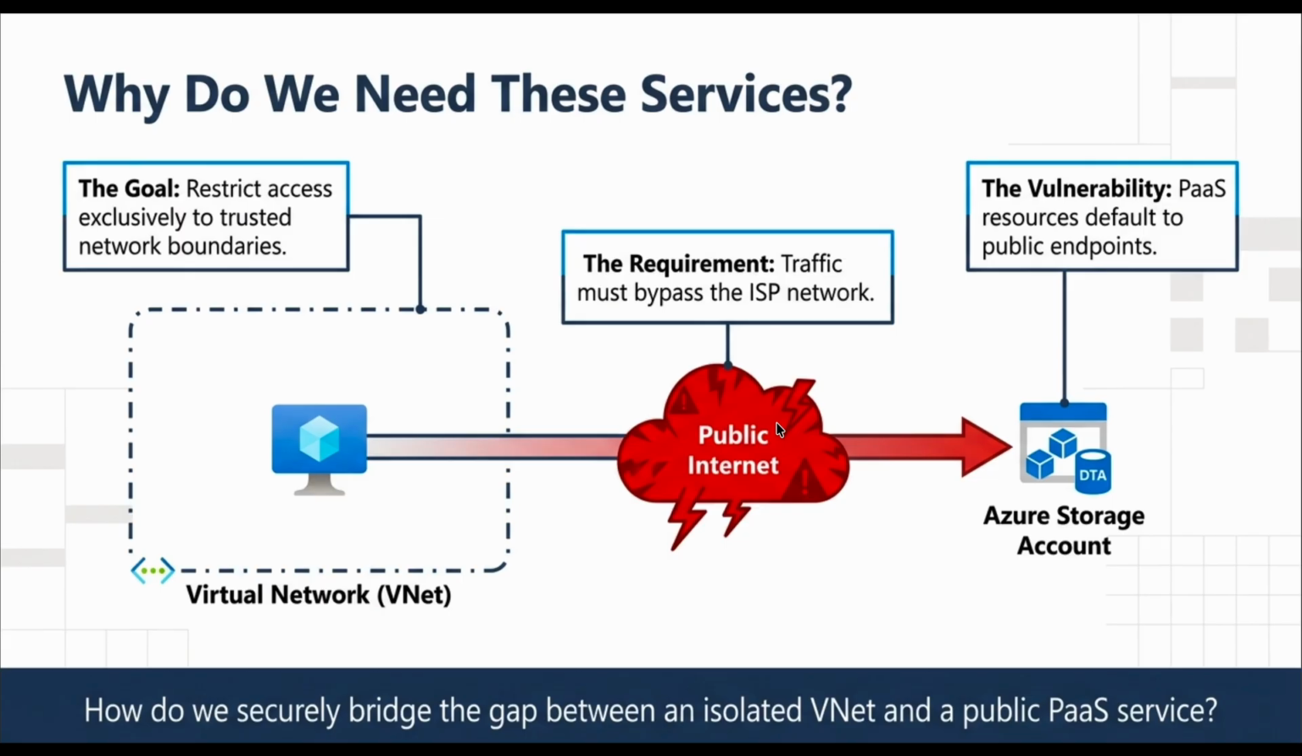So suppose you have a virtual machine that accesses a storage account. By default, the storage account has a public endpoint. Even though Azure secures the connection, we may not want our traffic coming through the publicly accessible endpoint. So how do we restrict access only to the trusted network? That is, for the virtual machine to access the storage account without going over the public internet.